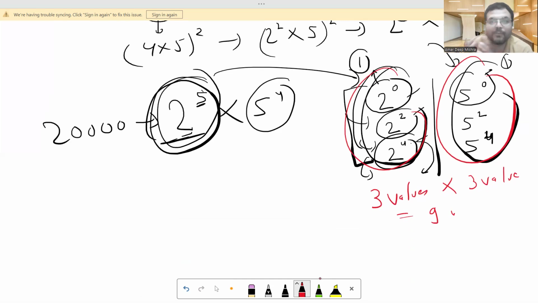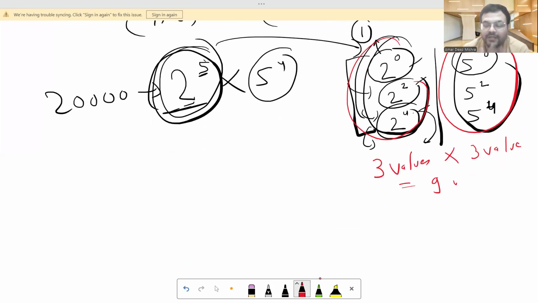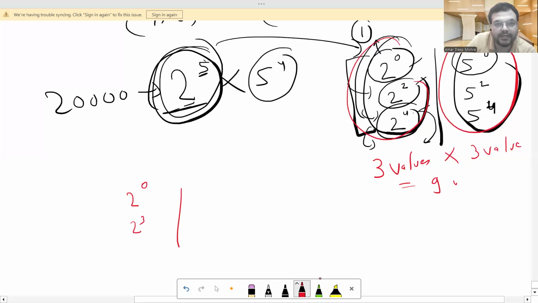Now, I hope after solving this, you must have got some idea about how to find the perfect cube factors. For a perfect cube, you have to look at the powers which are multiples of 3. In the perfect square, we were taking the powers which are multiples of 2. In the perfect cube, we will take the powers which are multiples of 3. So in the first column, I will take 2 power 0, 2 power 3. In the second column, I will take 5 power 0 and 5 power 3. Can I take 5 power 6?